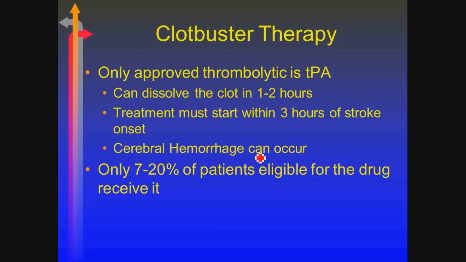TPA is the only approved thrombolytic that can be used to dissolve the clot, but here's the bad news. It has to be started within 3 hours of the onset of the event. And as part of that process, you have to do a CT scan to verify that it's an obstructive clot, not a hemorrhagic stroke.